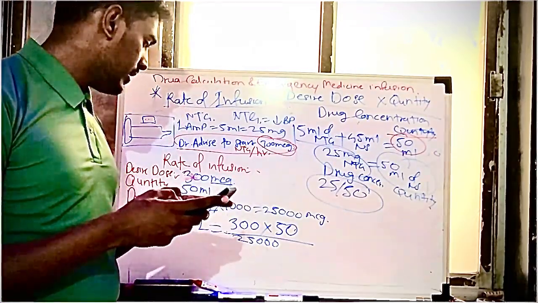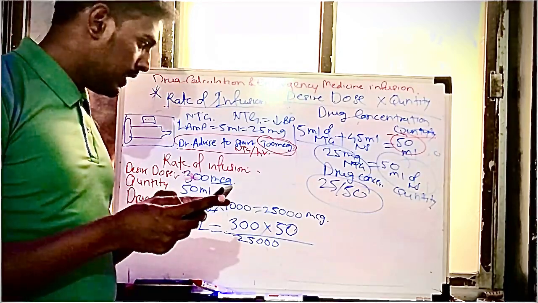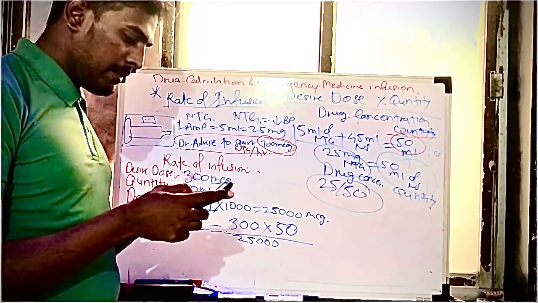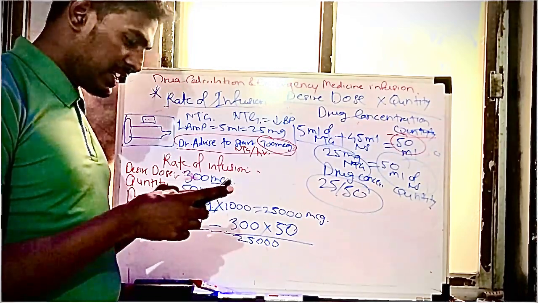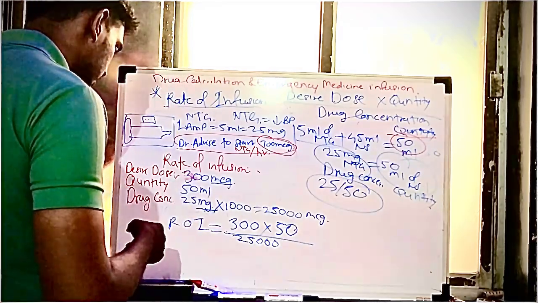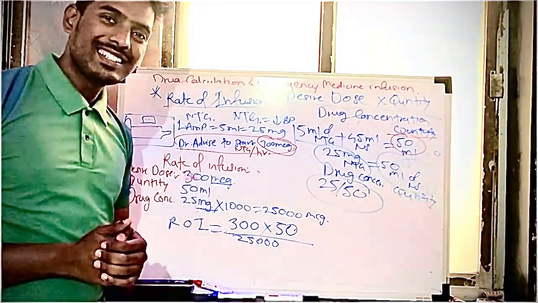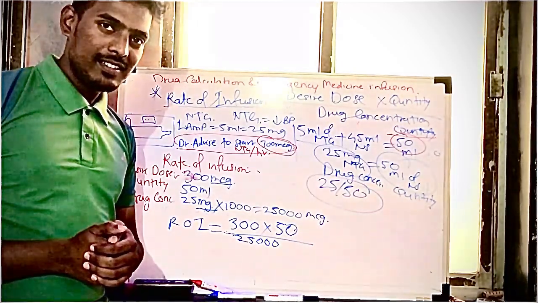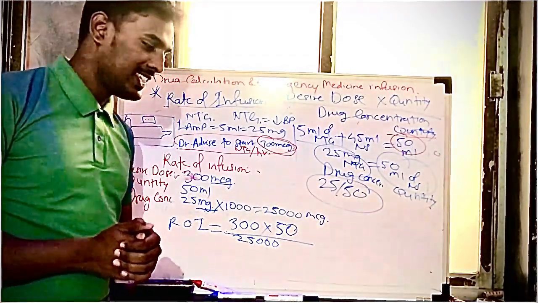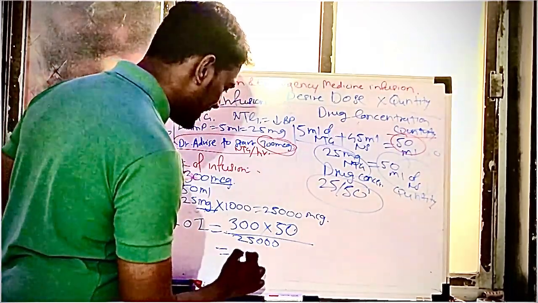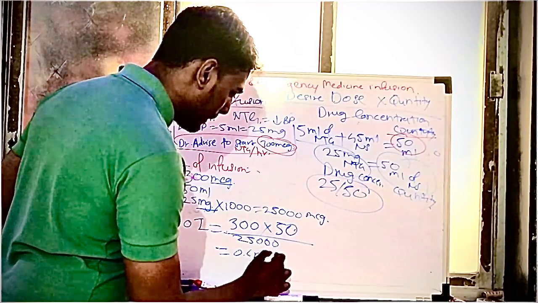300 mcg is the desired dose, multiplied by quantity 50, divided by drug concentration 25,000. How much? Tell me how much. 0.6, yes, correct. So your answer will be 0.6 ml per hour.